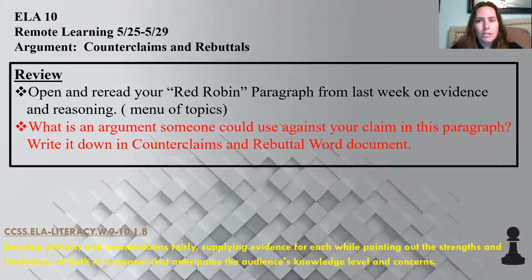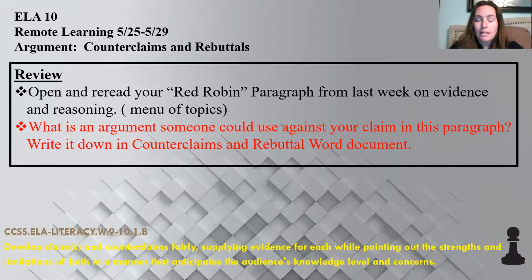All right, now that you've had a chance to read that, what I want you to do is think of an argument someone could actually use against your claim in this paragraph. What is the one thing they could come back at you with? It could be that they disagree with what you've said directly. It could be maybe, though, that there's something else slightly related that they disagree with.